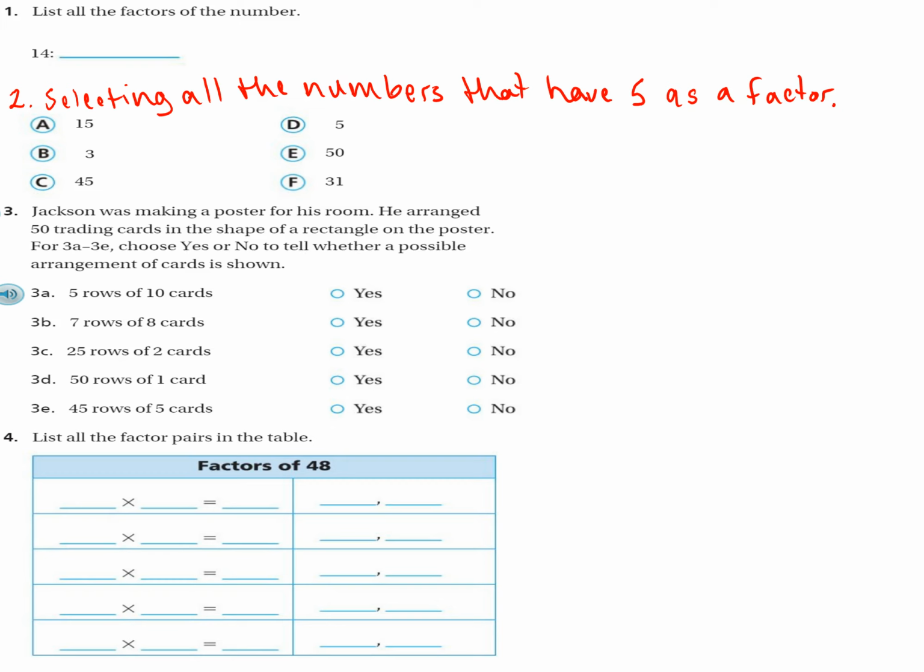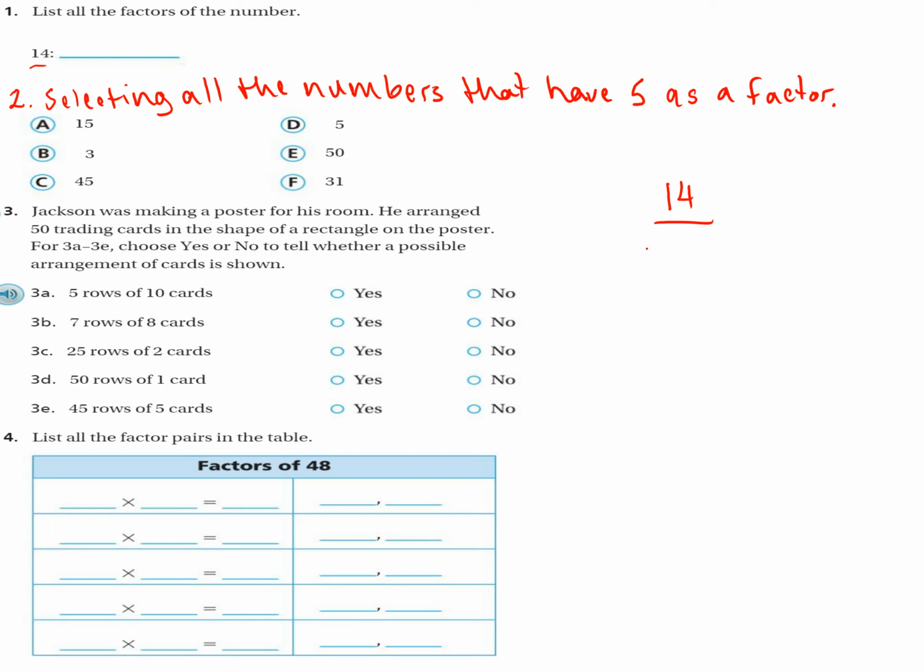Well, let's look at number 1. Again, I'm on the Chapter 5 test review. So number 1, list all the factors of the number. The number here in this case is 14. This problem's pretty straightforward, but let's go over how I want you to set the problem up. We write 14 up at the top. That's the number we're finding the factors of.